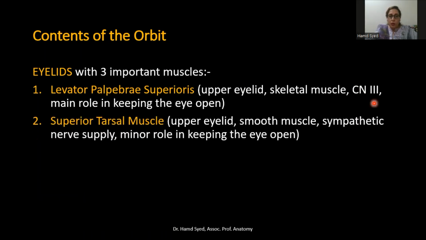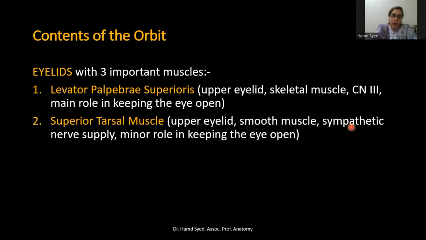There is another muscle, also known as the superior tarsal muscle, present within the upper eyelid, which is considered to be a part of the levator palpebrae. But the difference is that this muscle is a smooth muscle and it is supplied by sympathetic nerves. It has a minor role in keeping the eye open.